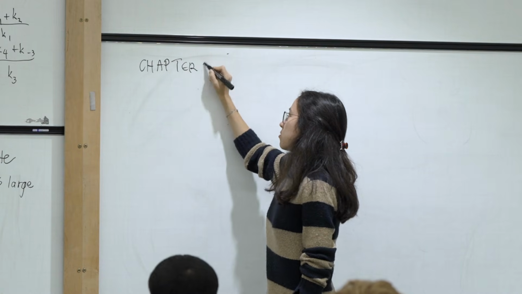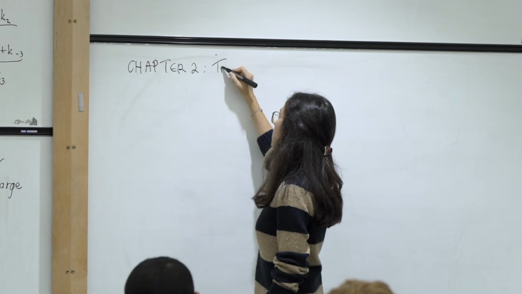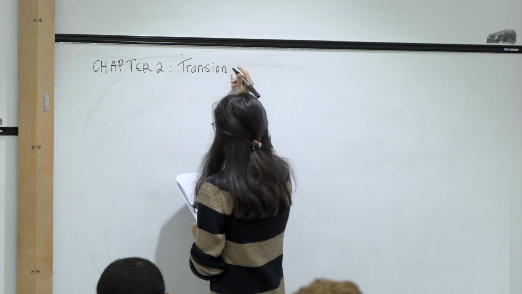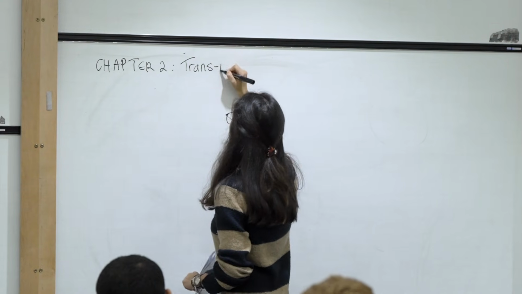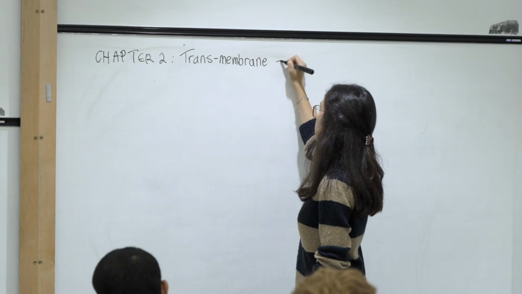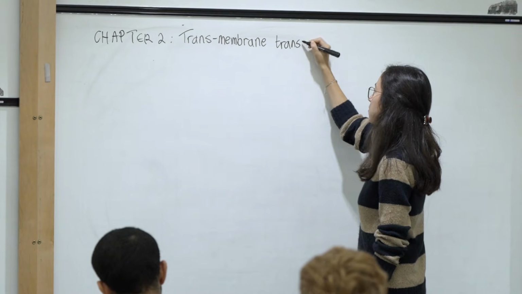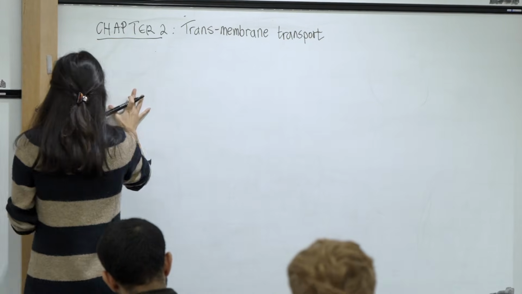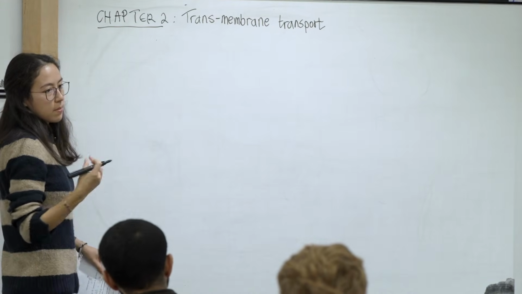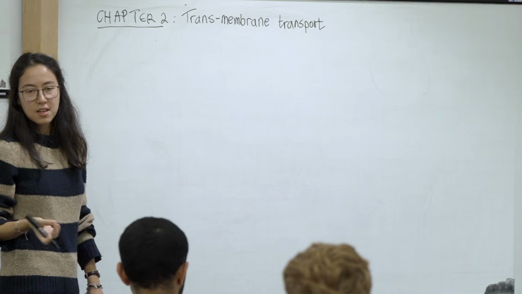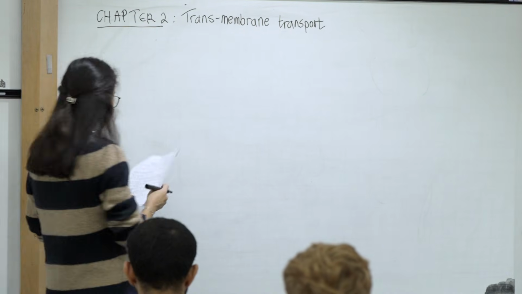So chapter 2. This is called transmembrane ion transport. Okay, so first I will give you some definitions that you will need to know what I'm talking about. And once we have the definitions written down, we will do some equations again.